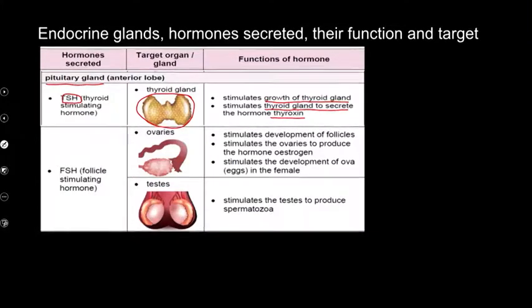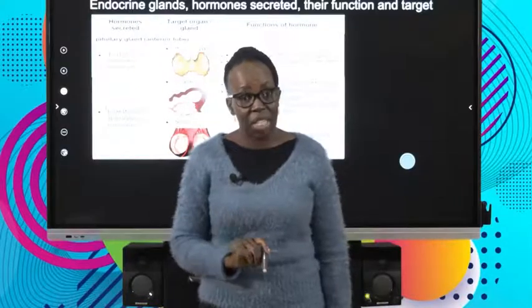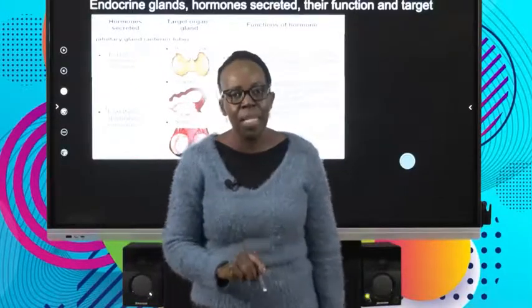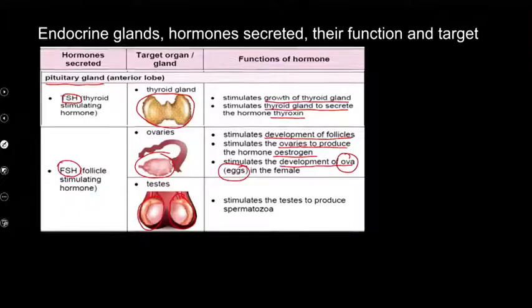Then, still on the pituitary gland, it secretes the follicle stimulating hormone. The follicle stimulating hormone will target the ovaries in the females and the testes in males. So what would be the function of this follicle stimulating hormone? In the females, it stimulates the development of the follicle and stimulates the ovaries to produce estrogen, and again stimulates development of the ova. I put this egg here. We're talking human beings. Human beings don't have a shell. So we're not using the word egg for human beings. We use the word ova or ovum. And in males, the follicle stimulating hormone stimulates the testes to produce spermatozoa.